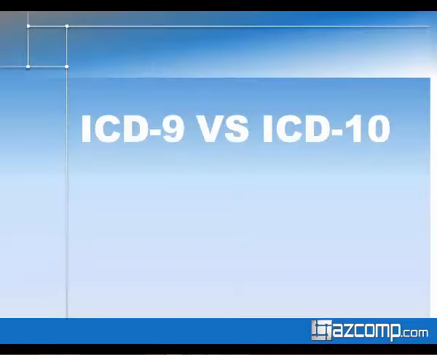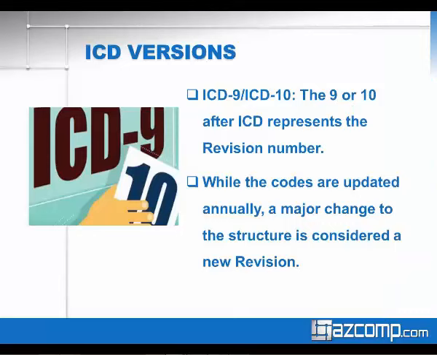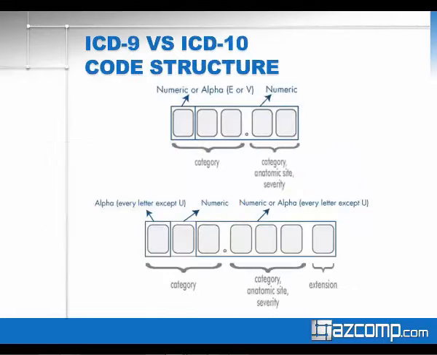So what is the difference between ICD-10 and ICD-9? The first thing to note is that the ICD versions, the 9 or the 10 after ICD, just indicates the actual revision number. So even though the codes are updated annually, a major change to the structure is what we would consider a new revision, and that's why we are replacing ICD-9 with ICD-10, because as you can see here in this diagram, the actual structure of the codes is changing.